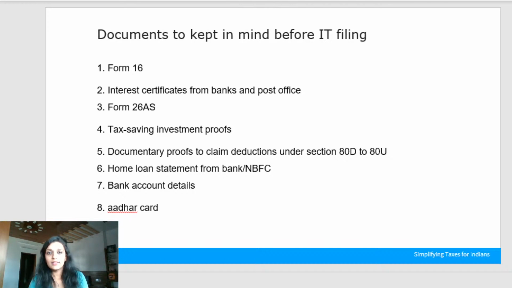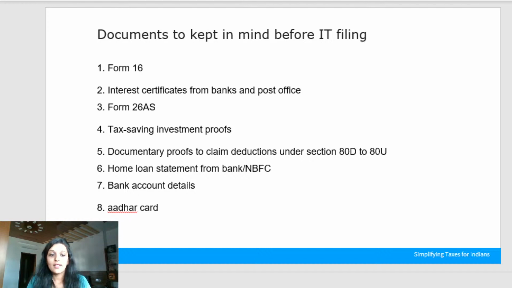Likewise, same goes with interest income. So this will be discussed in the other sources head. That time I'll tell you how you can include that. Then apart from this, if you have any documentary proof to claim deductions from section 80D to 80U, then also you can keep it with you and include that in ITR.